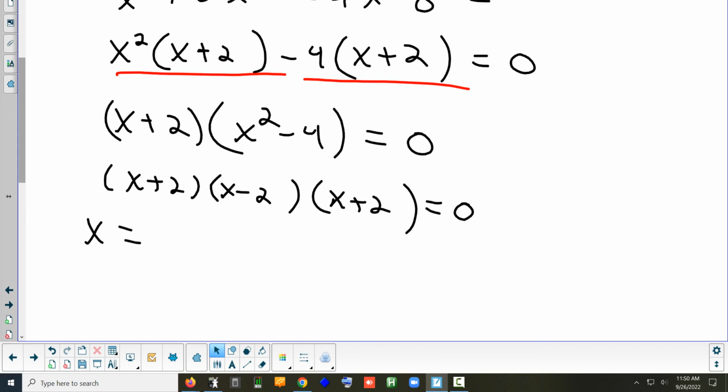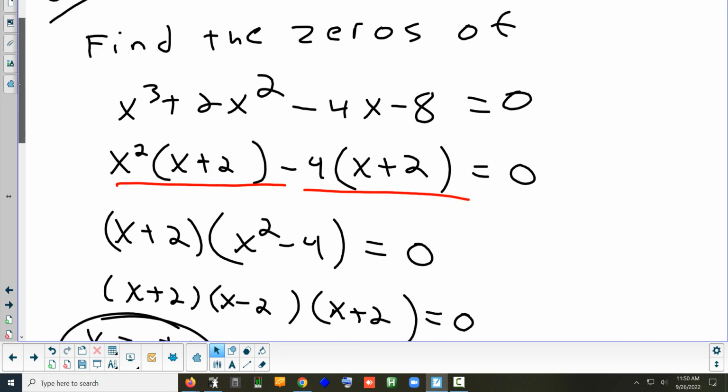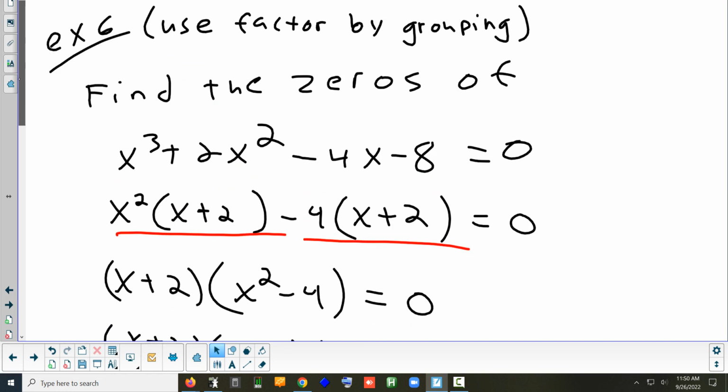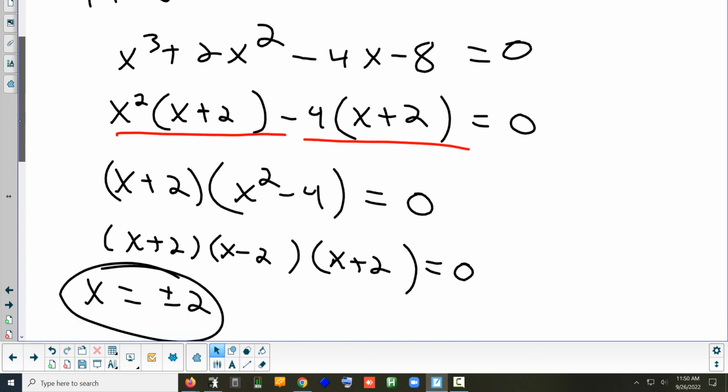So, what values could I plug in for x that would give me 0? 2 and negative 2. You don't have to tell me that you can plug negative 2 in twice. It's negative 2, 2, and negative 2. What's happening at negative 2 is that's called a repeated root. But you don't have to tell me that it happens twice. Those are the numbers you can plug in. And that's how you find the zeros with factor by grouping.